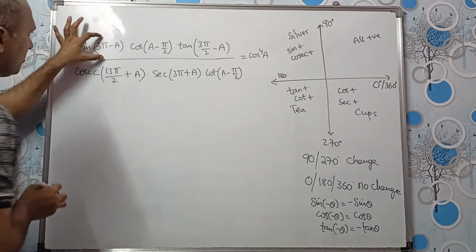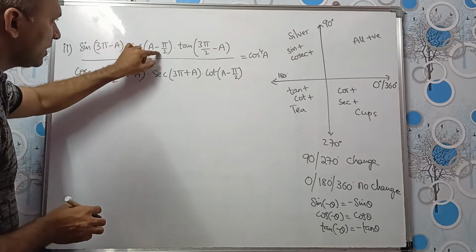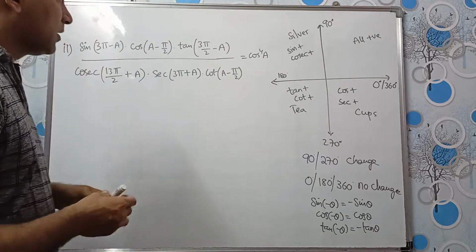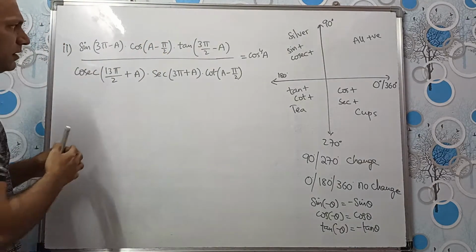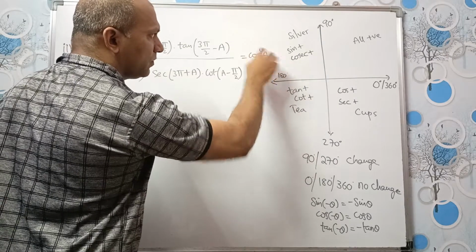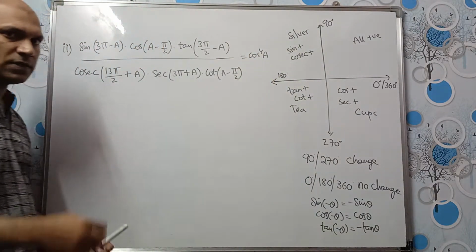Okay, let us do the second bit. Sin(3π − A) cos(A − π/2) tan(3π/2 − A) divided by the rest. We should prove that this is equal to cos to the power 4A.